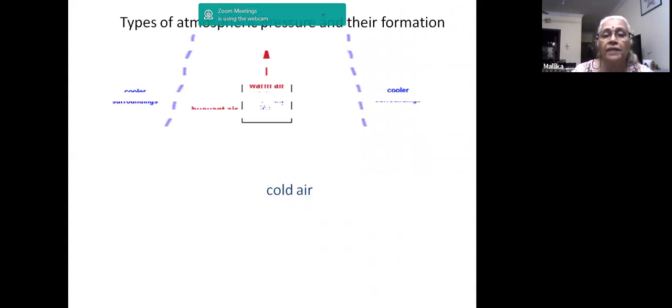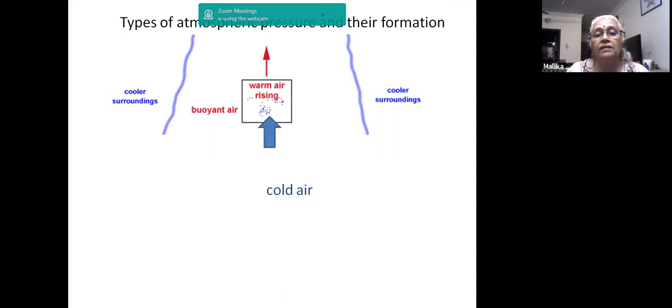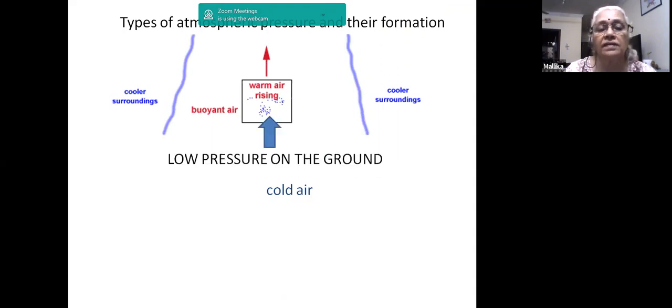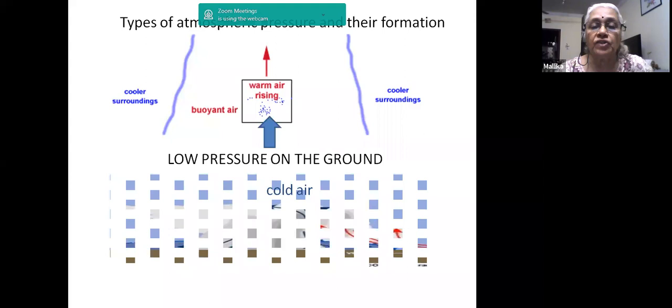We have cold air, and then we have how the warm air rises up. Here is where you have low pressure on the ground, warm air rising up. Now, as you can see, on either side you have cooler surroundings. When you have cooler surroundings, the air pressure is higher there, and therefore air will move from the cooler surroundings into the warmer surroundings.